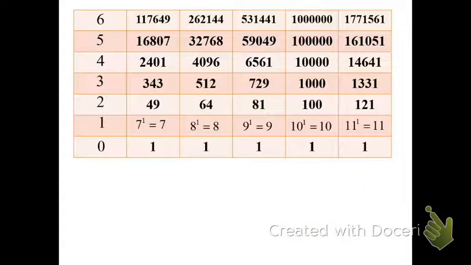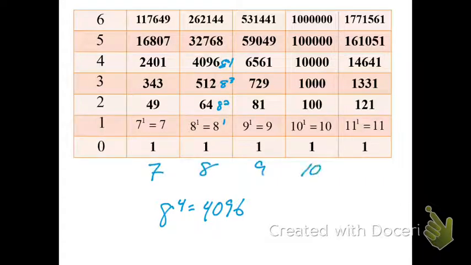Now, these are the bigger numbers. So if you wanted to figure out what 8 to the 4th power is, well, 8 to the 2nd power is 64, 8 to the 3rd power is 512, so 8 to the 4th power would be 4,096. So that's how you read these tables. Once again, the base here would be 7, here the base is 8, base 9, base 10, base 11.